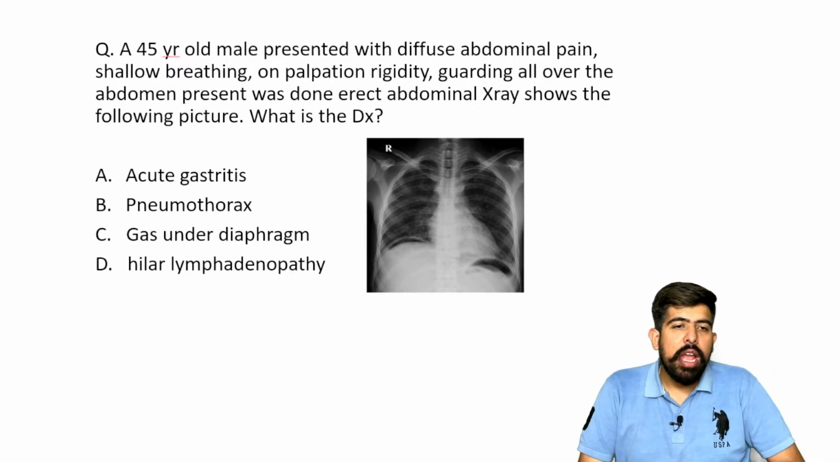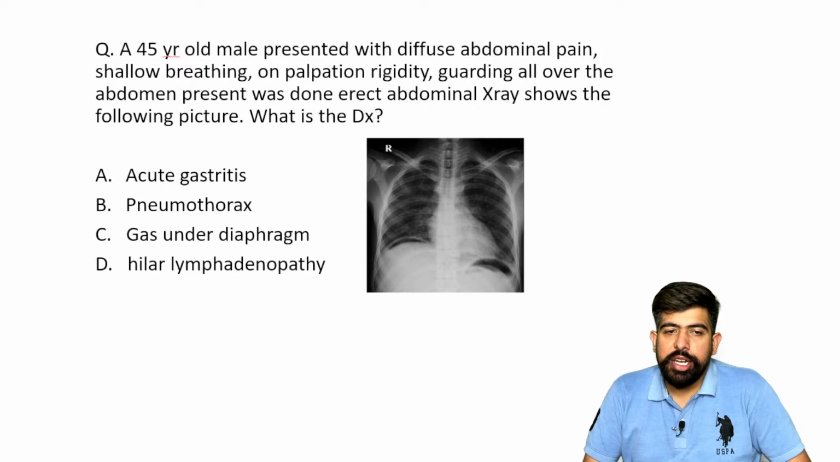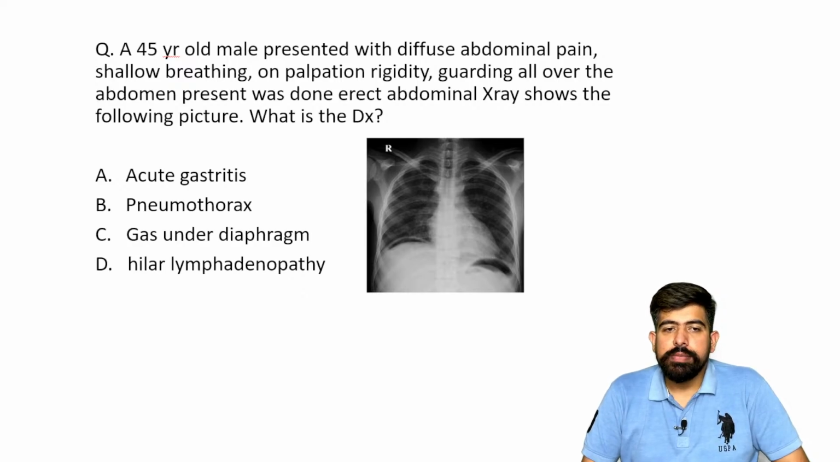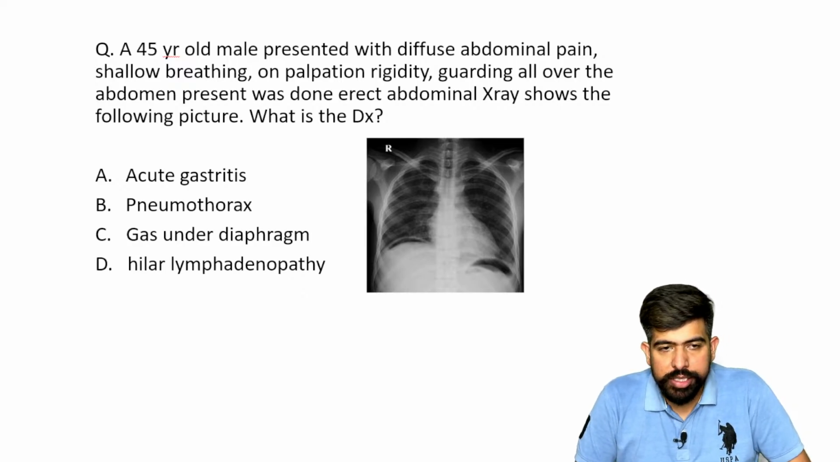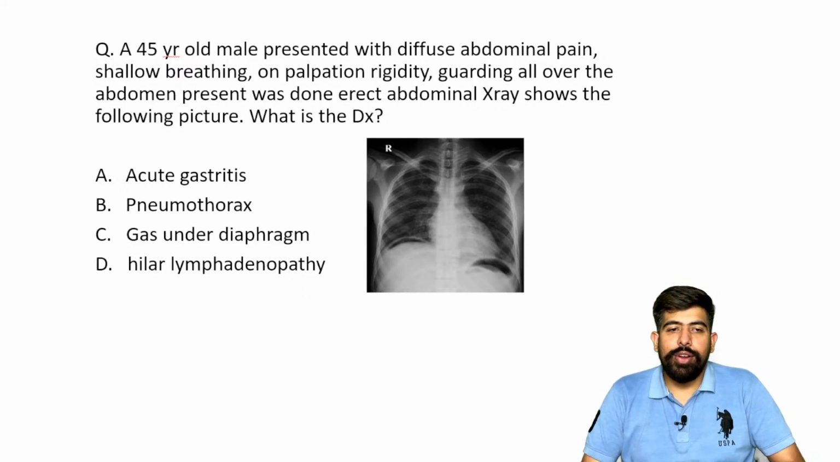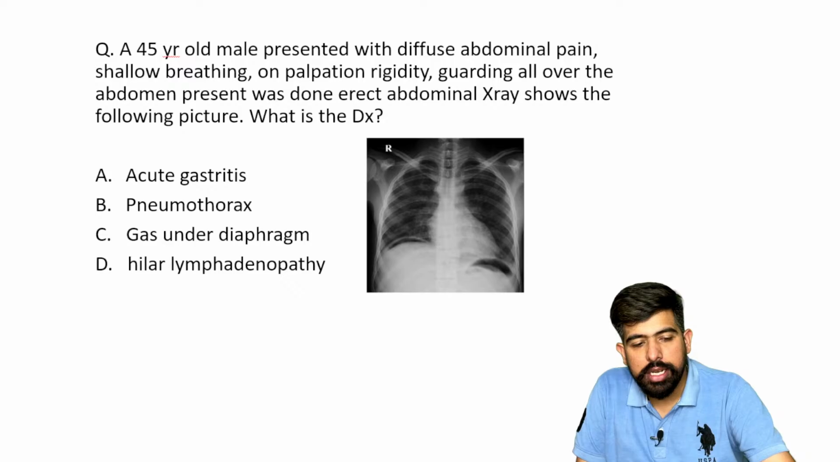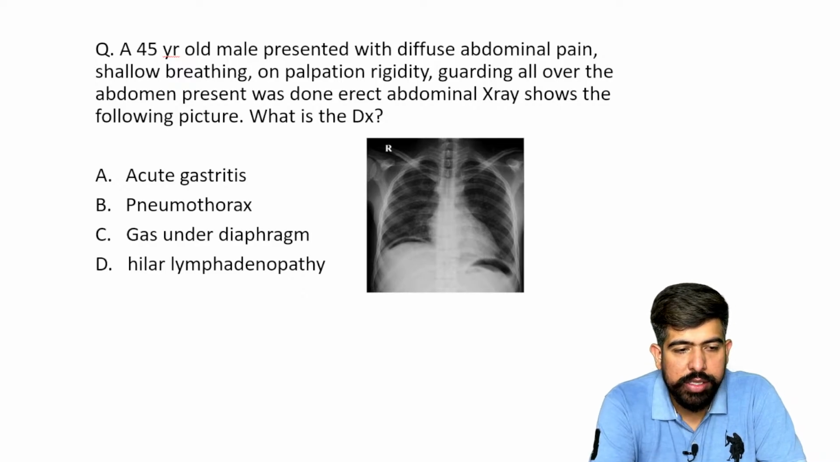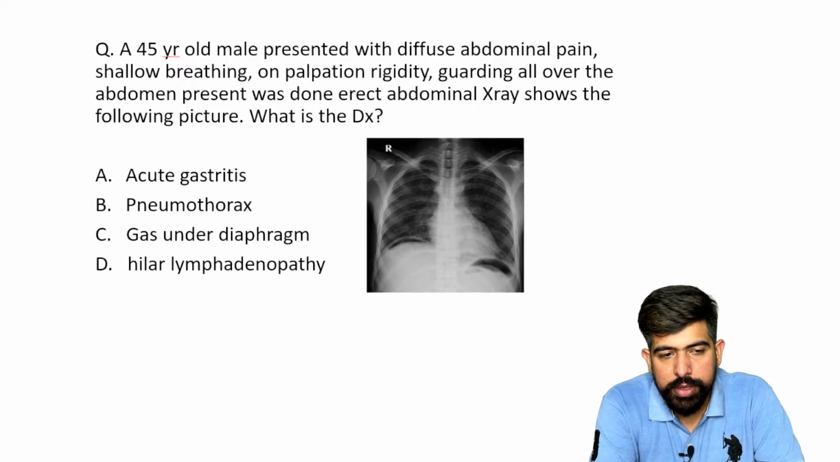Now, listen to this part. A 45-year-old male presented with diffuse abdominal pain, right? Shallow breathing, and on palpation rigidity and guarding over the whole abdomen. An erect abdominal X-ray was done and shows the following picture. Now, what can be your diagnosis, guys, in this condition?